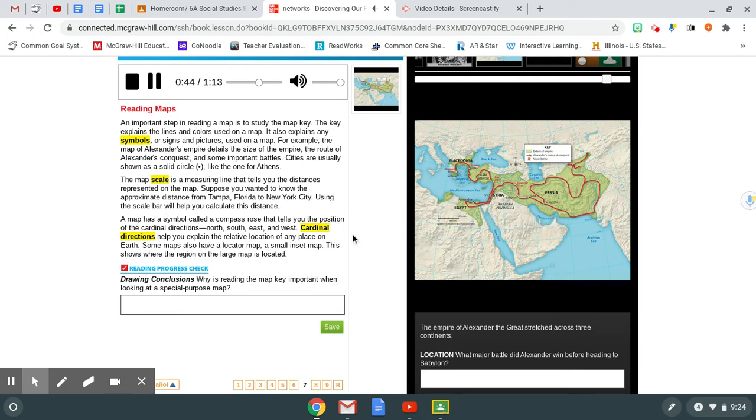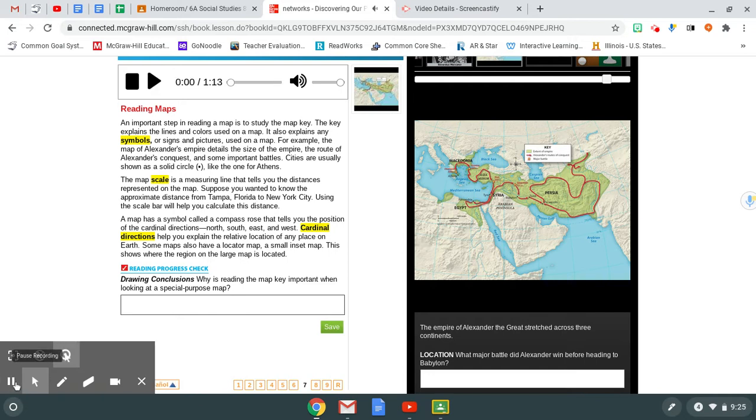A map has a symbol called a compass rose that tells you the position of the cardinal directions, north, south, east, and west. Cardinal directions help you explain the relative location of any place on Earth. Some maps also have a locator map, a small inset map. This shows where the region on the large map is located.